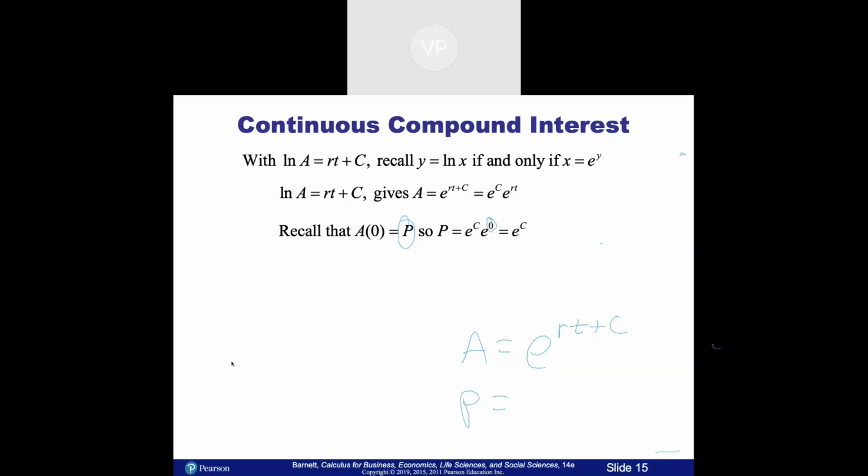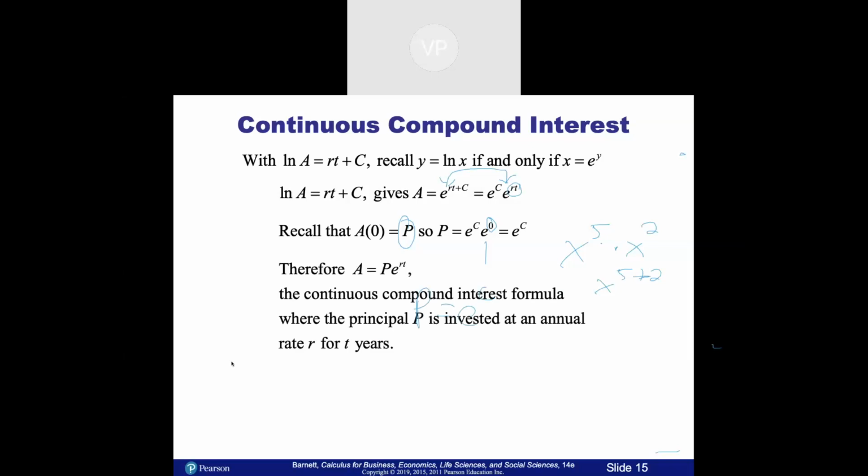Let me make sure everyone understands how they got from here to here. That's the old rule of exponents. If you have x to the fifth times x to the second, you add the exponents to get x to the seventh. It's the same thing going the other way: if you have two things added together in a power, you can rewrite it as e to the rt times e to the c. So we plug in a 0 for t and get e to the 0, and you should remember that e to the 0 is just a 1. So now we're left with P equals e to the c.